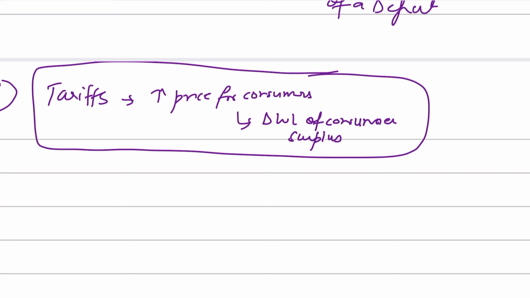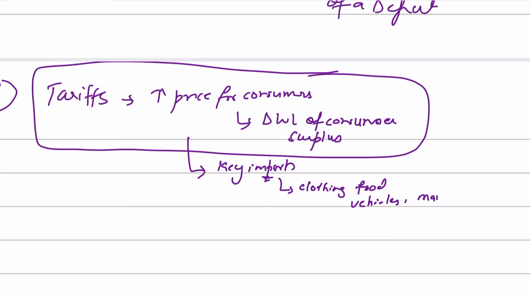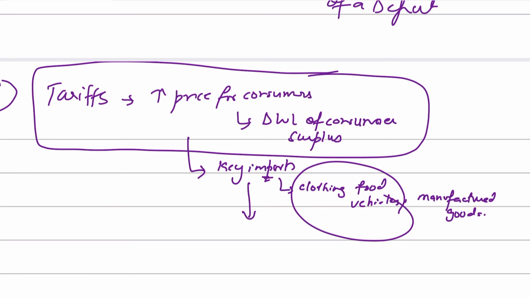And you need to understand that if tariffs are imposed on imported goods, and especially key imports, like maybe clothing, food, vehicles, these are goods that are used in everyday consumption by the consumer, and also manufactured goods like capital goods for the firms as well. So if these are key imports, then these are the goods that poor people are actually relying upon. So the poor is relying upon these goods, and so the poor is made to suffer.